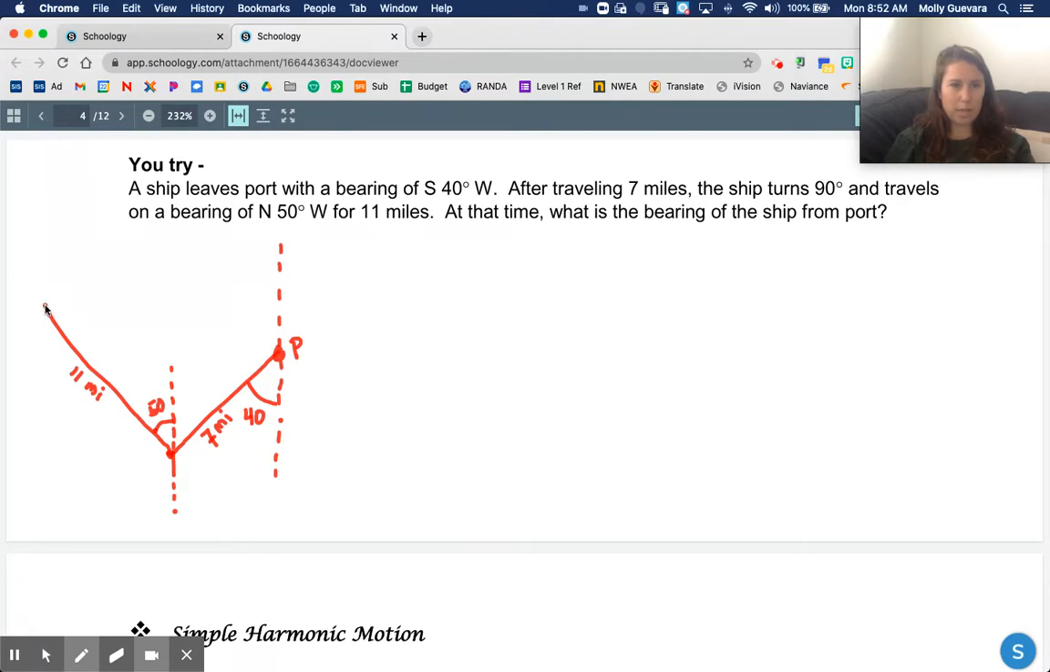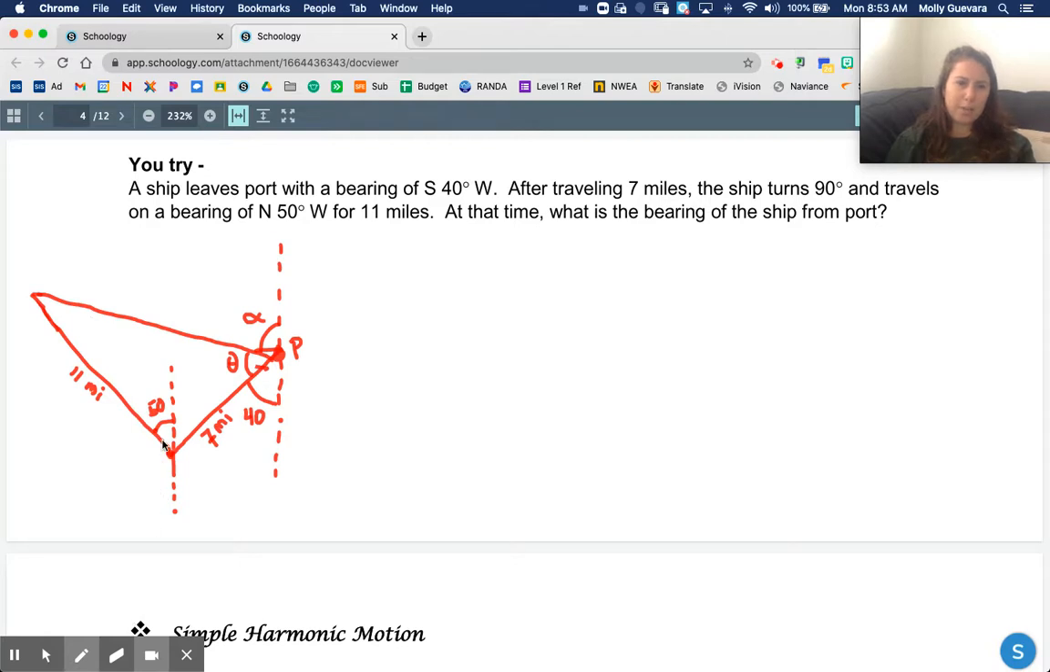So if I draw a line, holy moly, you guys. Oh my gosh, why can't I draw a straight line? Okay, that's as close as I got. So I want to know what is the bearing from port. So I want to know what is this guy. And I'm going to just call it alpha. And then I don't know what this is either, but that's okay.